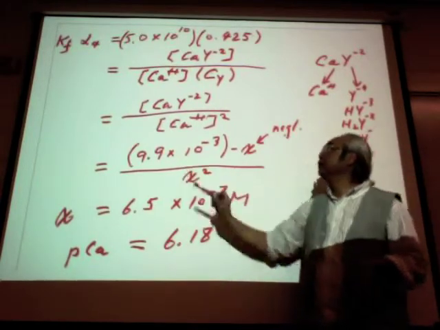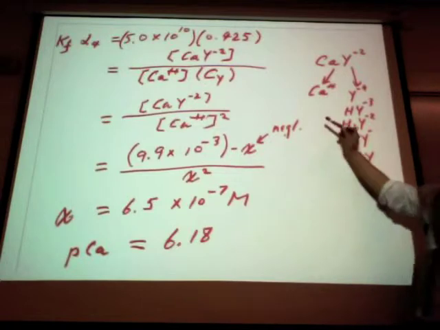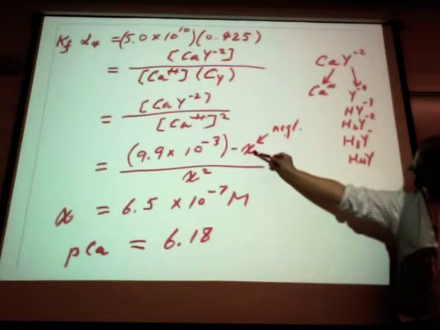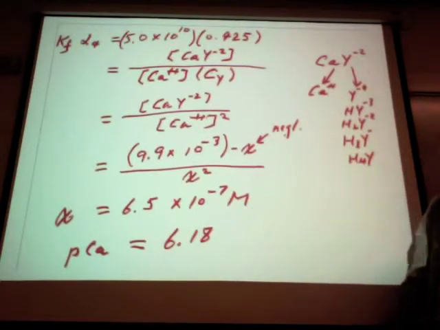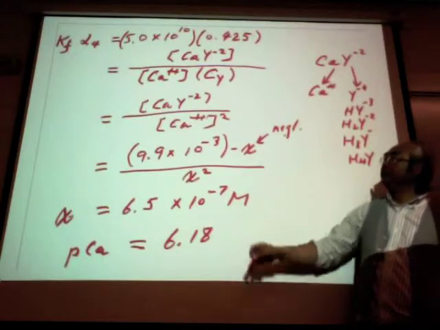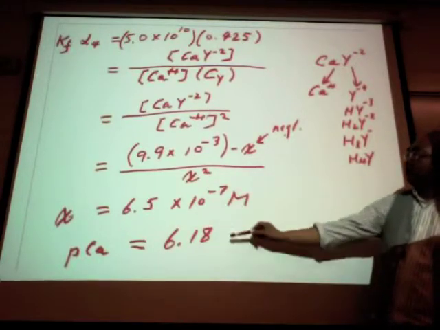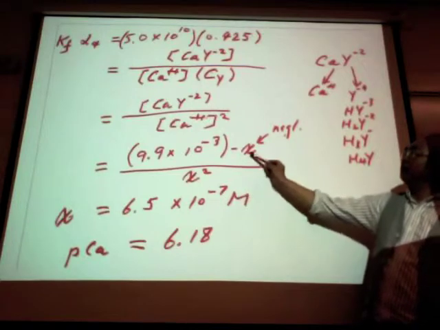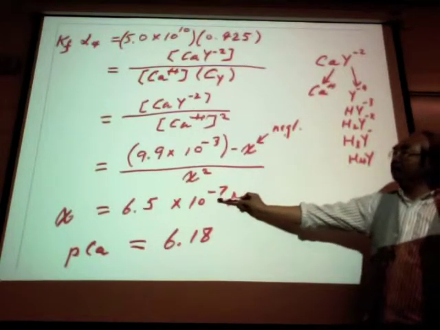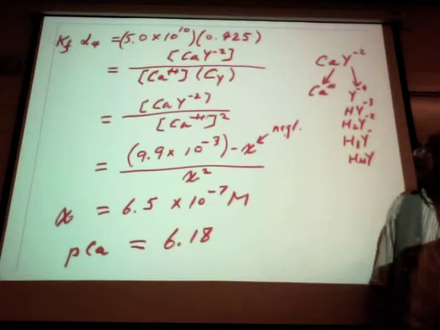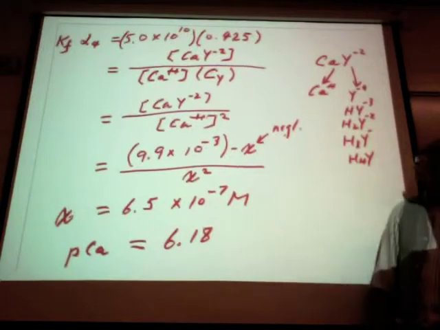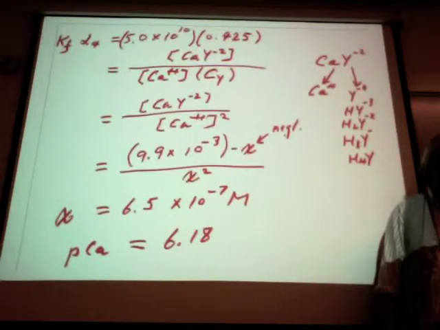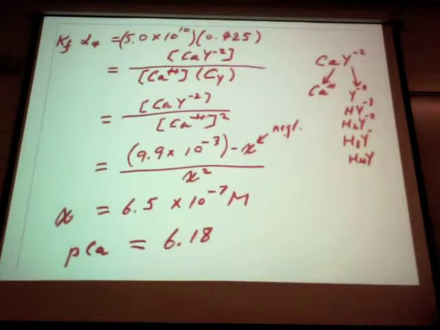So you get the total complex with a little bit dissociated, minus X. Here you generate 0 plus X. So it's X squared, and this X in the denominator is negligible. And you solve for X. The X is equal to 10 to the minus 7. So the assumption is valid, right? This is 10 to the minus 7, and here 10 to the minus 7, so it's indeed negligible. So now you can get the pCalcium at the end point.